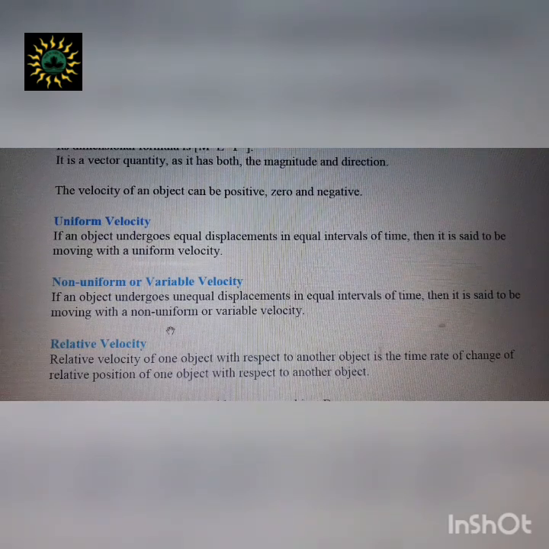Suppose a body moves, in the first 10 seconds it goes 10 meters distance. In the next 10 seconds it moves 20 meters distance. So in that case, it is not covering the same displacement or distance in equal intervals of time. So basically the velocity is changing. So non-uniform or variable velocity will occur.